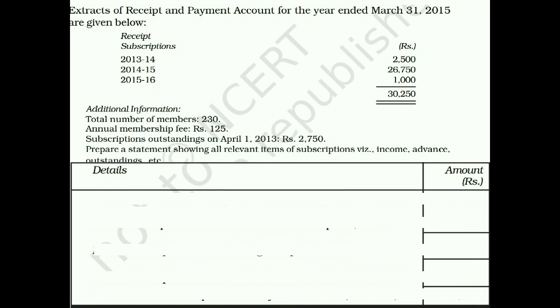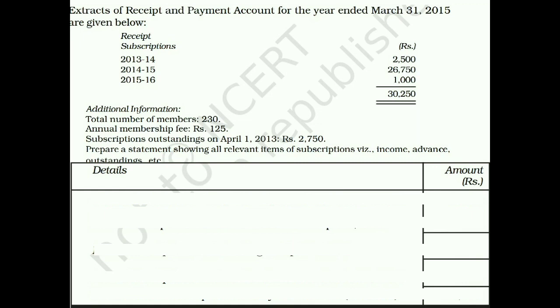26,750. And this is the important point, because in this income and expenditure account, we need the amount of only the current year. So if we have to solve the question, we have to take the base like that. But just see the additional information. The question gives the number of members, 230, and the annual membership fee paid by each member is 125.